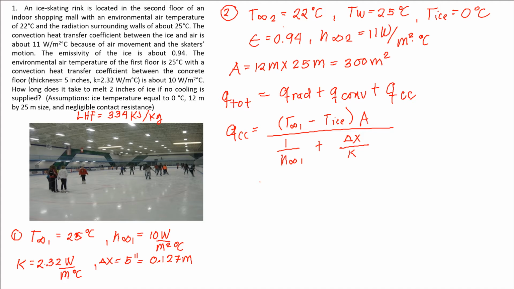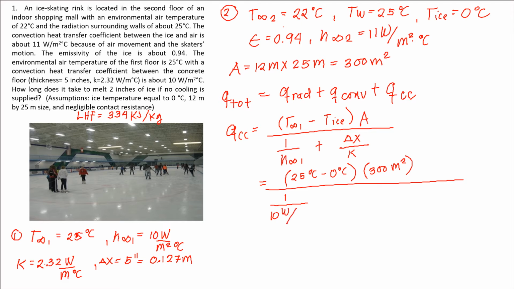By substituting, we have 25 degrees Celsius minus 0 degrees Celsius, multiplied by the area, which is 300 meters squared, all over 1 over 10 watts per meter squared degrees Celsius plus, okay, we have to make it in meters now, 0.127 meters of delta X over 2.32 watts per meter per degree Celsius.